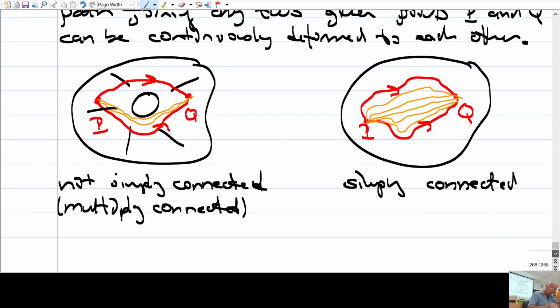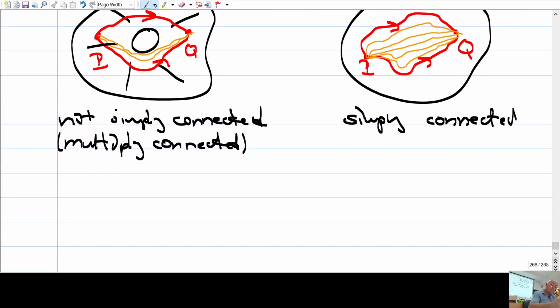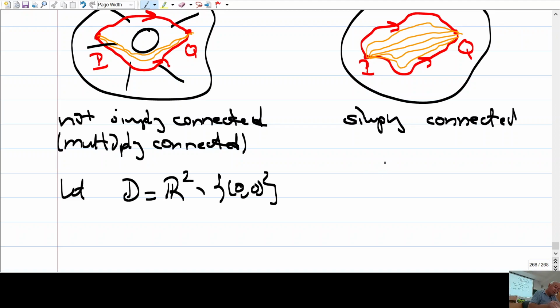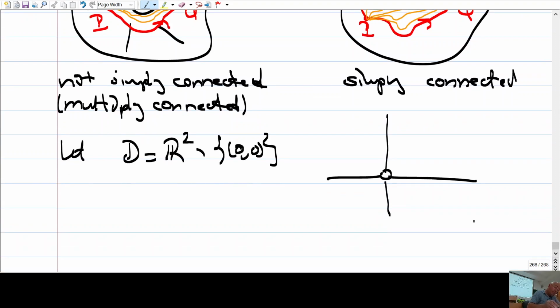Let D for example be R2 minus (0,0). This is multiply connected. D is not simply connected.